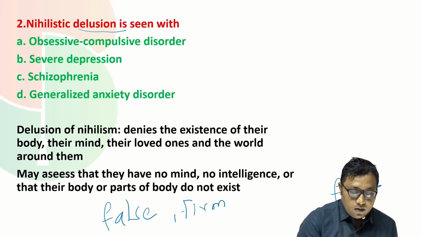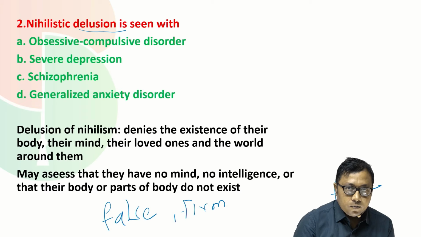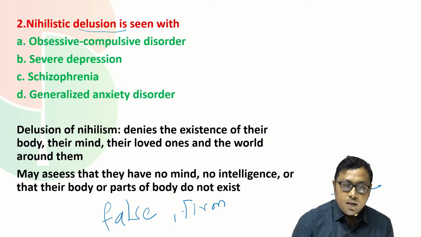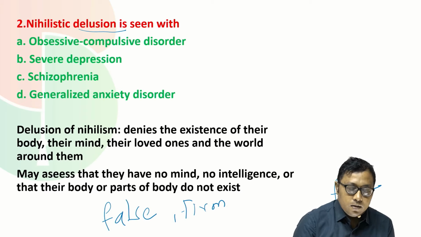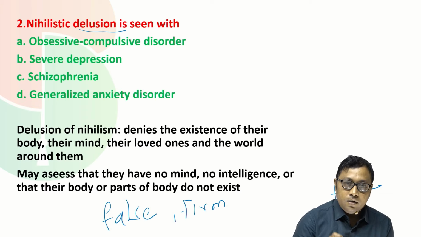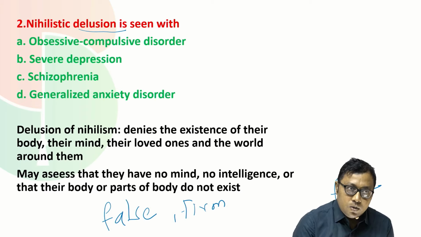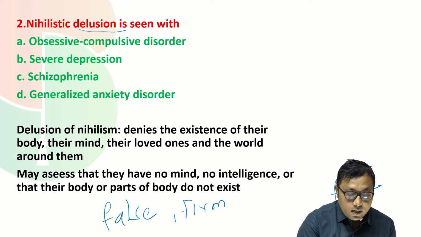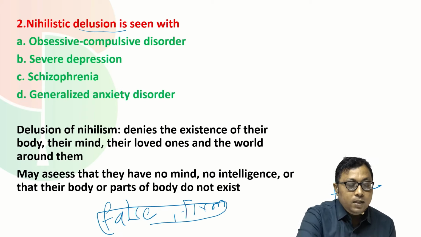Suppose a person has delusion of persecution, he strongly believes he is going to be harmed by another person, or his family members are going to be harmed by another person. Even if we give evidence contrary to his belief, he keeps on believing that someone is going to harm him. So that is delusion. And now nihilistic delusion is delusion of non-existence.